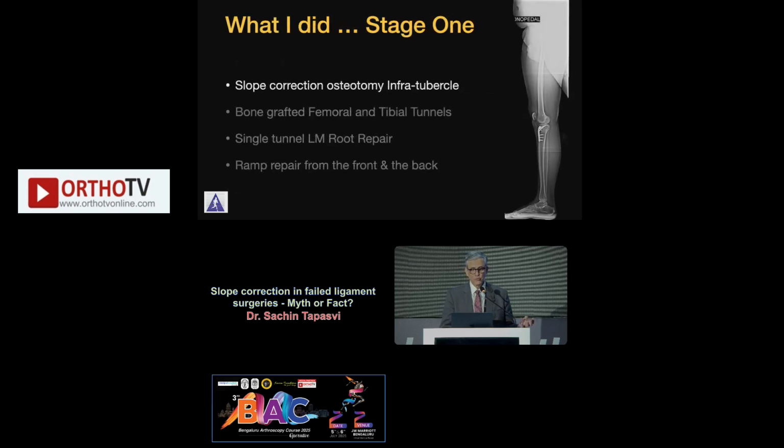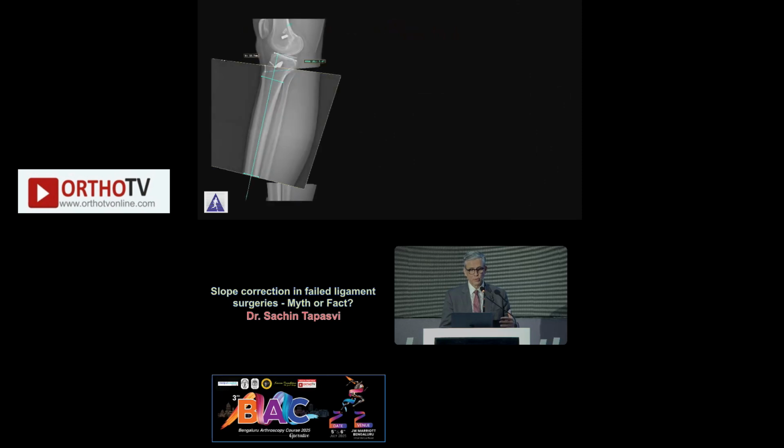So what did I do for that patient? I did a slope correction below the tibial tuberosity. The amount of wedge resection that we measured was about 12. Again, an important point: the more distal you go, the larger the wedge you have to remove.